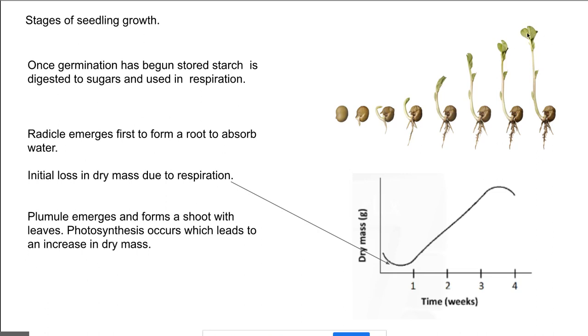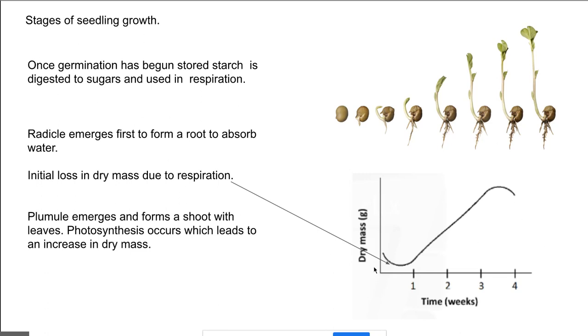And as soon as the leaves are formed, that's when photosynthesis can take over, into production of sugars. So all the plant needs at this stage is water from the soil, carbon dioxide from the air, and some sunlight, and it can manufacture its own biomolecules. So the important thing, the radicle emerges first to form a root, and the plumule emerges to form a shoot.